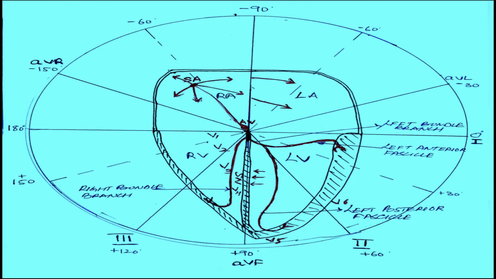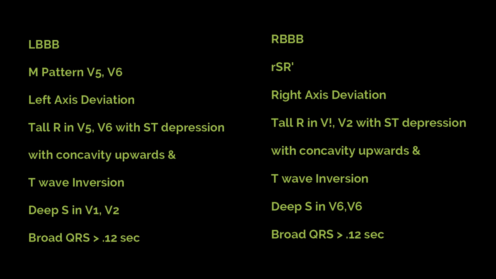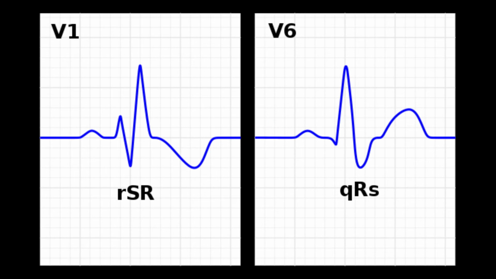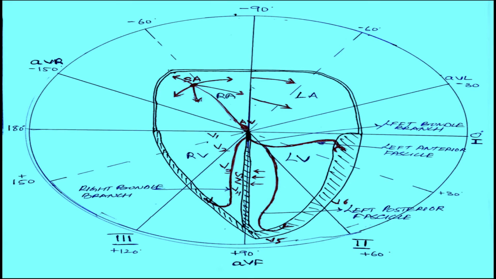So you can also remember like this: R for right axis deviation, R for right bundle branch block, L for left bundle branch block, L for left axis deviation. So it's a mnemonic. Also in right bundle branch block you will see an R dash pattern in V1 and sometimes in V2 also. Tall R in V1, V2, deep S in V5, V6, broad QRS more than 3 small squares, ST depression with concavity upwards, and an inverted T with a right axis deviation. So this is the complete criteria for right bundle branch block.